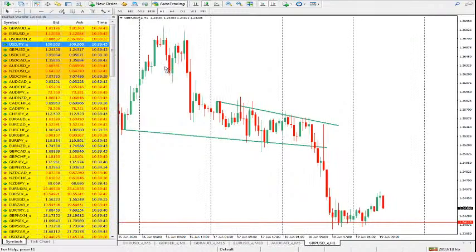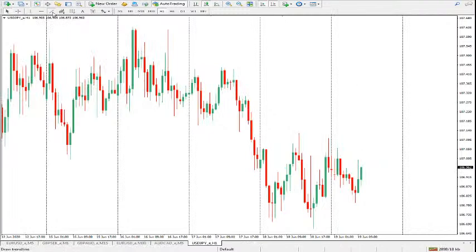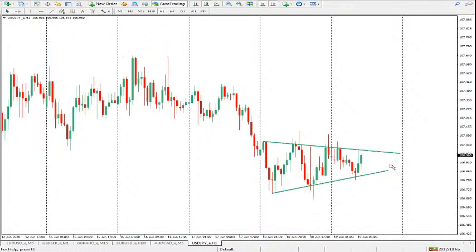The next chart, USD JPY. We have this here, and then you also have this. So this is like a shape after the consolidation we had previously. The pair is now even consolidating much further.